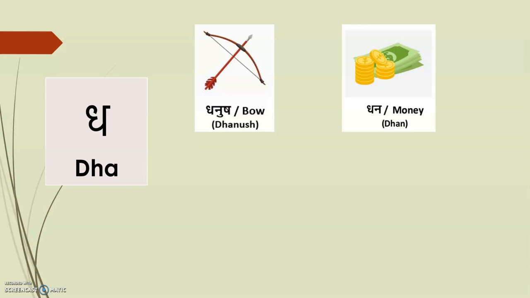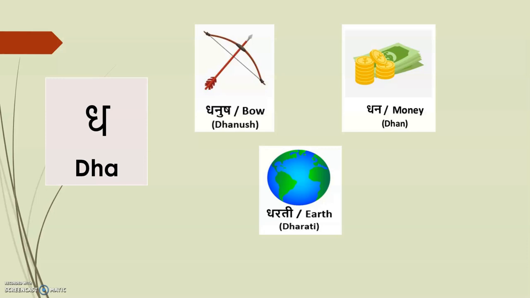If we go to the next picture, we can see money. Money in Hindi is called dhan. If we go to the third picture, we can see the earth. Earth in Hindi is called dharti.